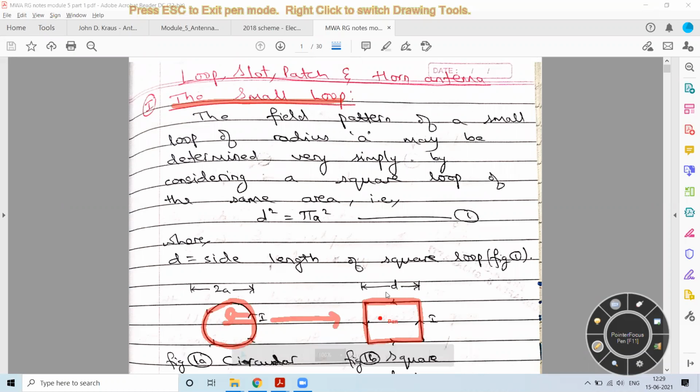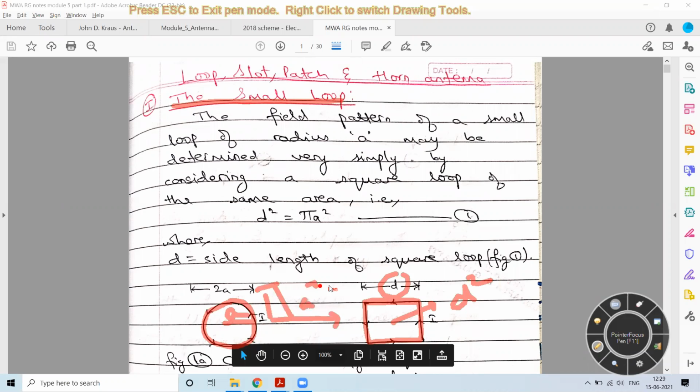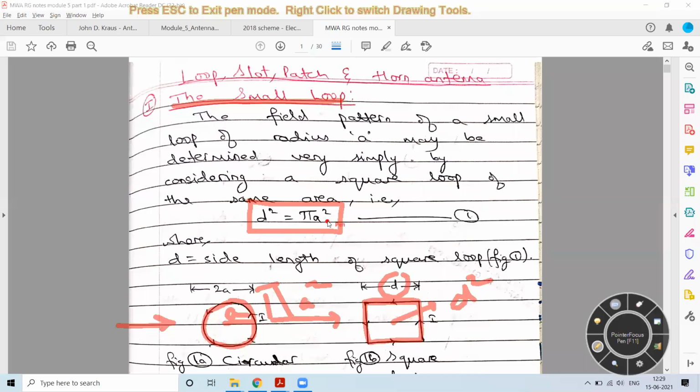Now, if I consider the radius of this circle to be a, and I assume the length of one side of this square is d, then the area of this square loop is d square, whereas the area of the circle is pi a square. When we consider this loop structure, I can create the loop either in this form or in this form. So I can write that the area covered by these two is equal. Therefore, d square is equal to pi a square.